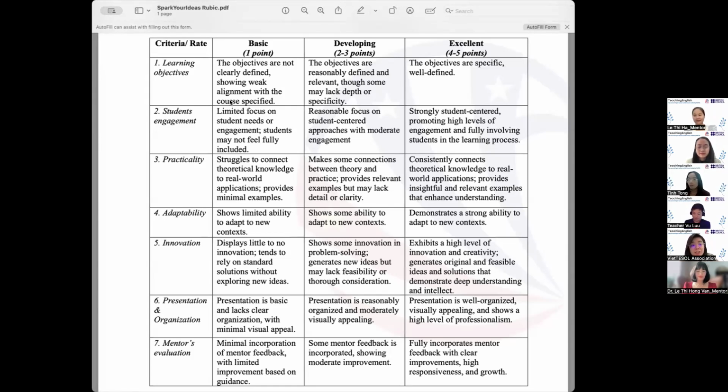So the first one is the learning objectives. The second one is the level of students' engagement. The next one is the practicalities of the project, and also the adaptability. Would it be scaled, or how would it be changed or adapted into other classrooms, into your classroom, but not just their classroom? The next one is innovation. Is there anything new that they bring to the table? The next one is the presentation and organization of ideas, which they have displayed or showcased today. And the last one is the mentor evaluation for all the time they spent on the projects.